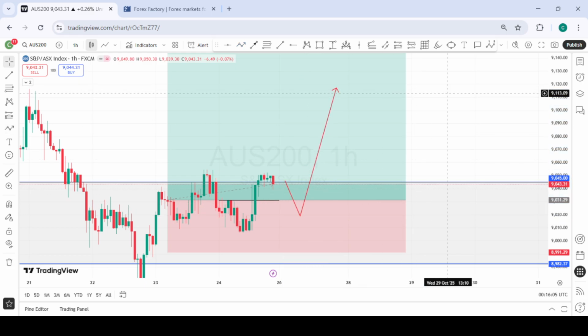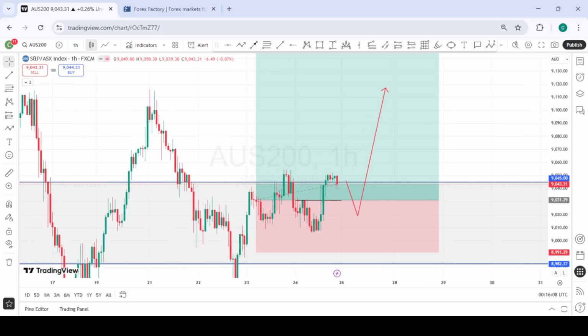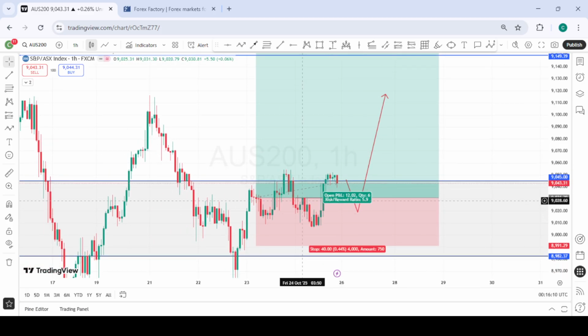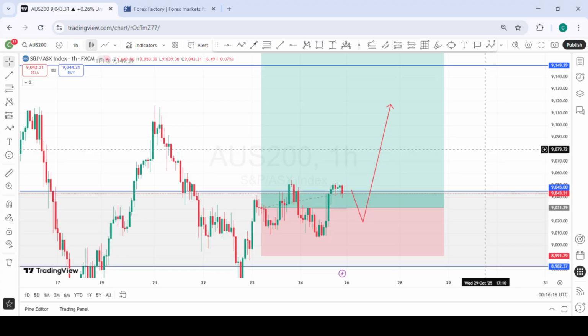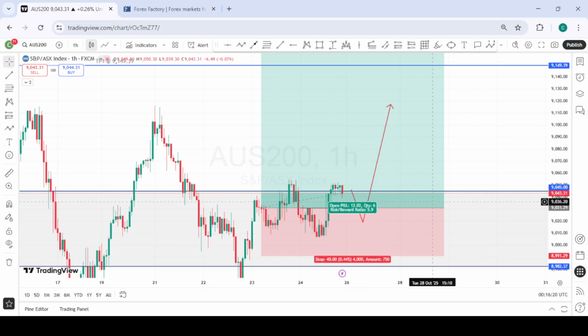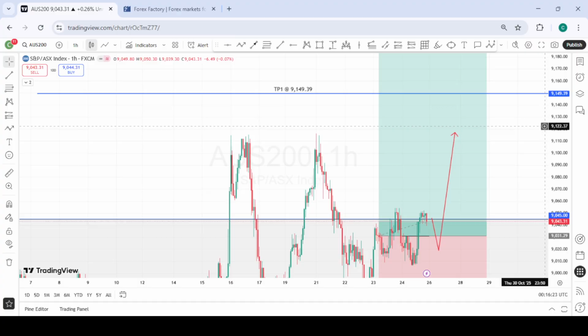So if you're unable to catch the initial move, you can wait for this pullback to either this 4 hour structure or a bit deeper, and look out for the bullish engulfing candle, probably on the 1 hour time frame or 30 minutes time frame, and you take your trade, put your SL where it is, and then hold to the various TPs we have above.